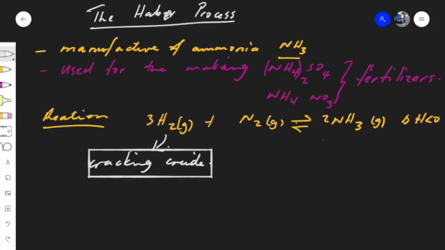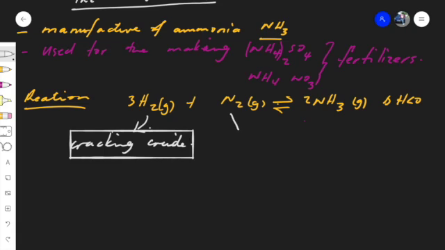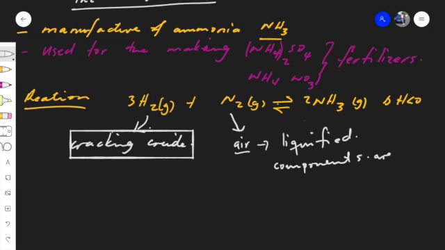And where do we get nitrogen from? Nitrogen, we obtain it from air. But air is liquefied, and when the air has been liquefied, the components of the liquefied air are separated by fractional distillation.